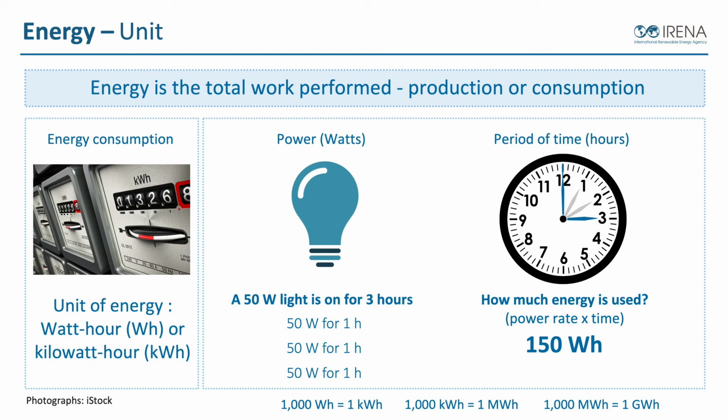So as we go up, of course, from watt hours, we go to kilowatt hours or megawatt hours or gigawatt hours, depending on how big the units get. So watt hours, kilowatt hours, megawatt hours, and gigawatt hours are the units that we use to describe electrical energy that's either produced or consumed.